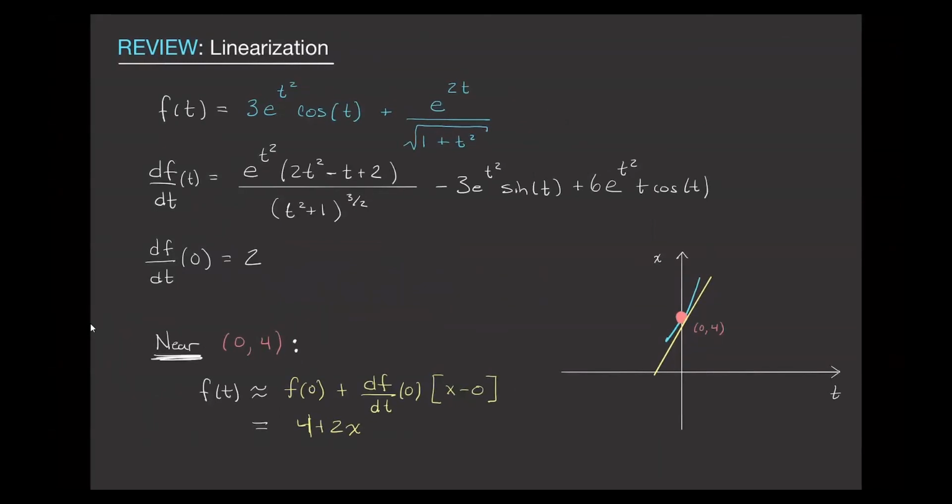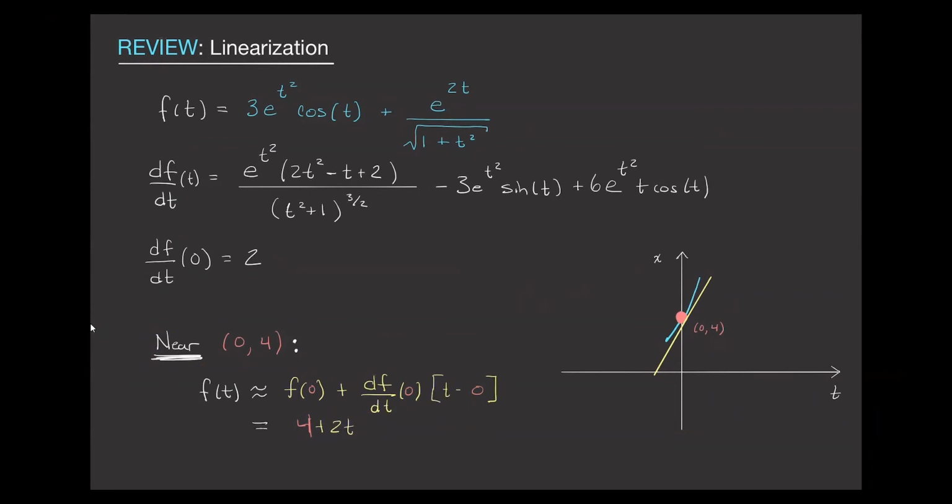Now, to summarize what the whole point of this was, we took this cyan function and we said we want to linearize it. So we find the derivative at a particular point. So near 0, 4, or in particular, when t is equal to 0, the derivative of this function is just equal to 2. So again, when we're near 0, 4, this is our starting point. And what we end up with is that f of t near 0, 4 is just going to be 4 plus 2t.